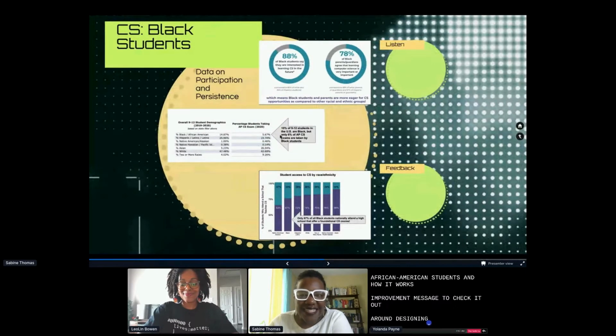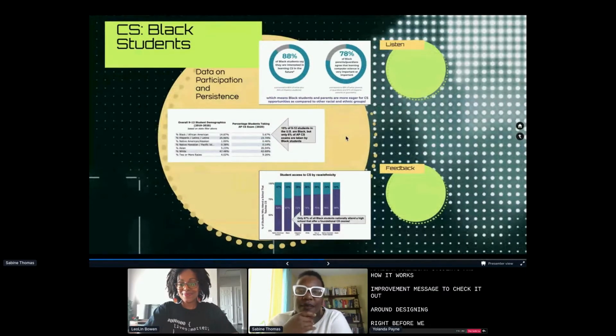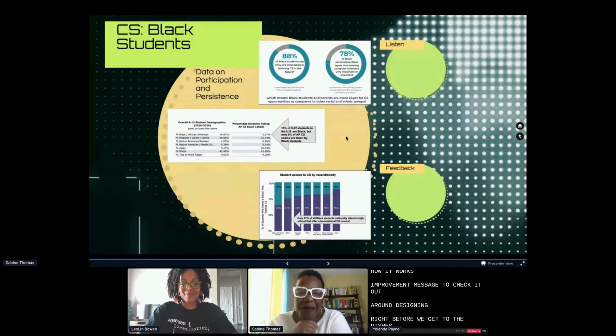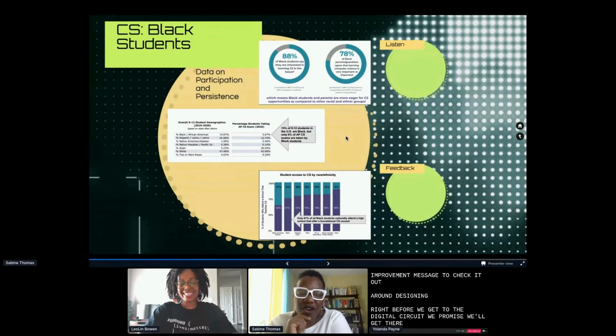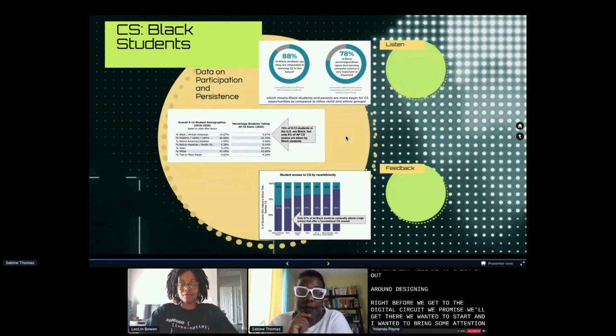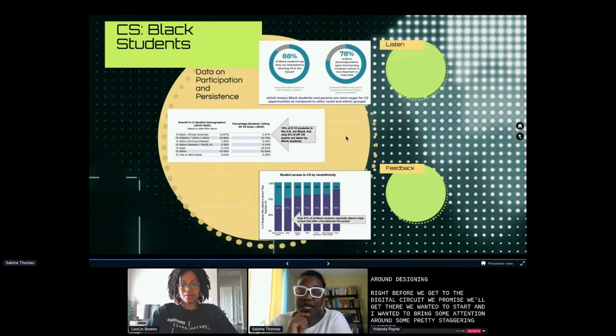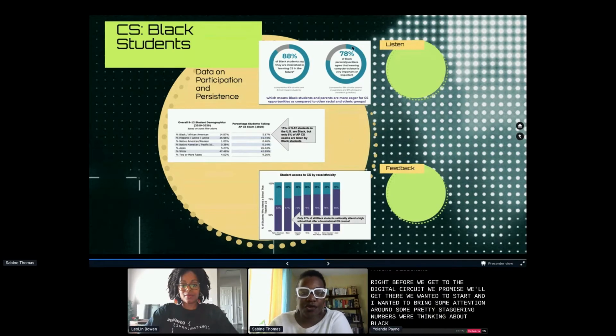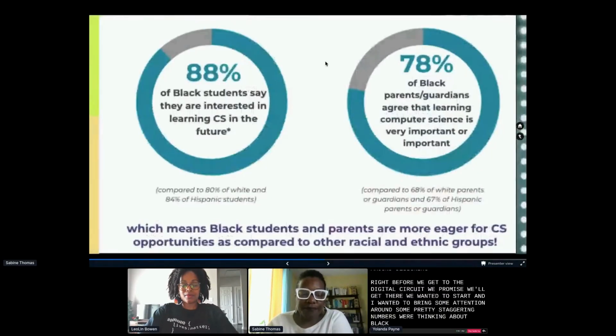All right. Before we get to the digital toolkit, we promise we'll get there. We wanted to start with our why. And I wanted to bring some attention around some pretty staggering numbers when we're thinking about Black students and Black teachers. So here are a couple of facts.